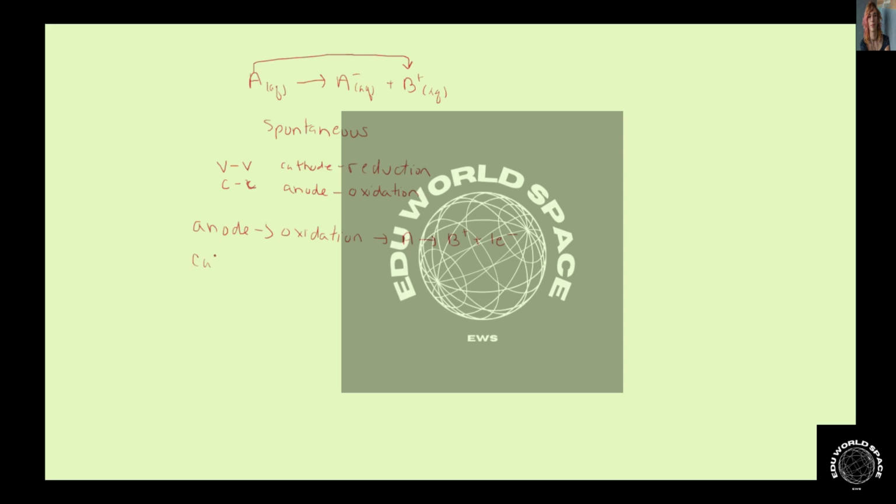At the cathode, we have a reduction half reaction occurring. And from above, the reduction half reaction would be that A plus 1 electron yields A minus. So that's our half reaction occurring at the cathode.